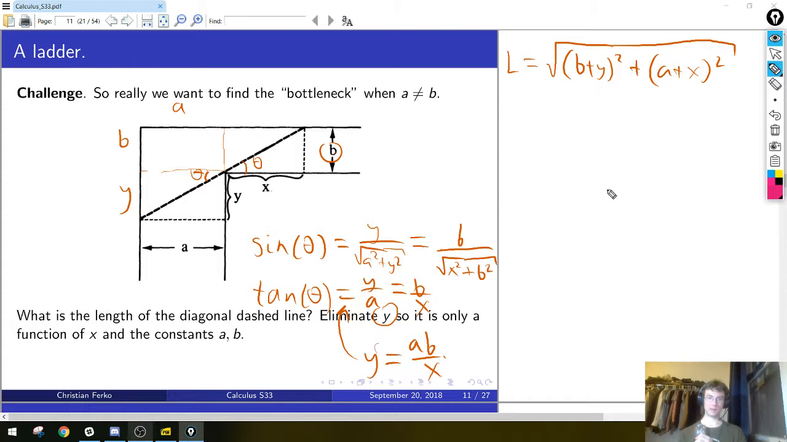Thoughts, or are you happy with that argument? I have no thoughts or questions. Okay, so now you will tell me what should I write for the length when we have eliminated y and written it just in terms of a, b, and x?